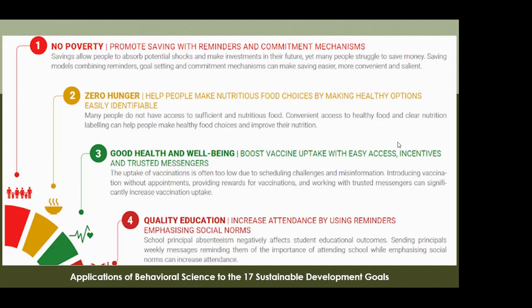The second one, just to have a look here, okay? Zero hunger. In order to help people make nutritious food choices, you have to help them make healthy options easily and identifiable. So many people do not have access to sufficient and nutritious food, but sometimes convenient access to healthy food and clear nutrition labeling can help people make healthy food choices and improve their nutrition.